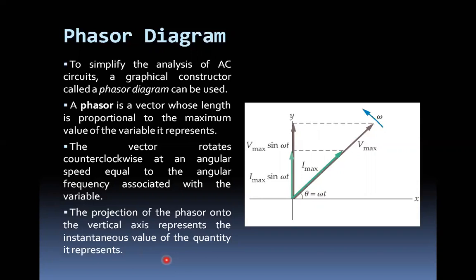It is counterclockwise. So now you can see that we have taken this as V max sin omega t, and the blue represents the current value, the gray shade represents the voltage value. So this is I max sin omega t and this is V max sin omega t. This is I max, and up to here is V max, rotating counterclockwise, and this is an angle which is nothing but theta, represented as omega t. The projection of the phasor onto the vertical axis represents the instantaneous value of the quantity it represents.